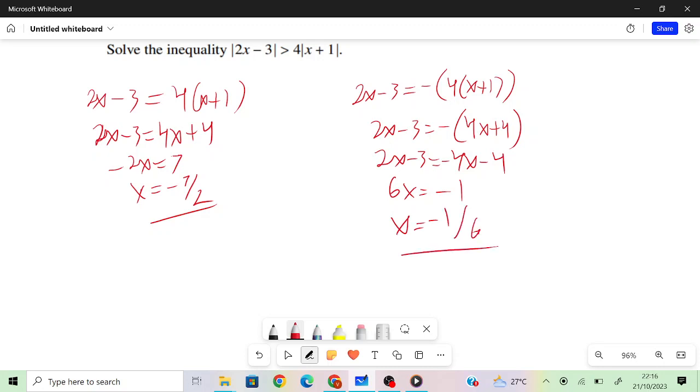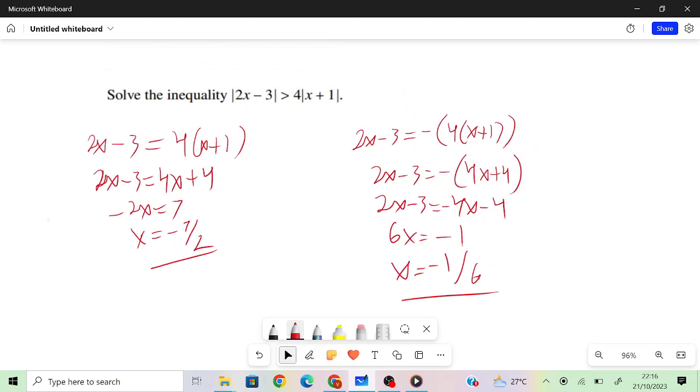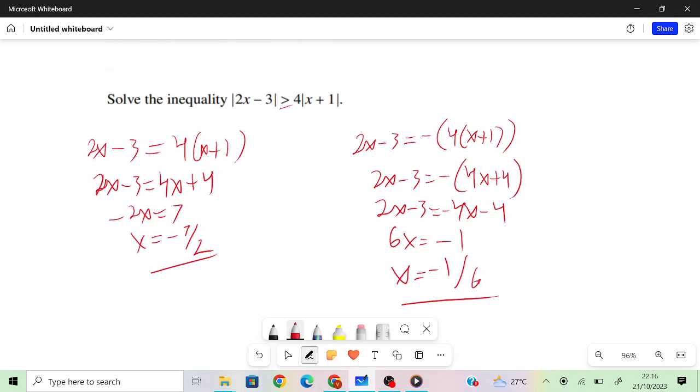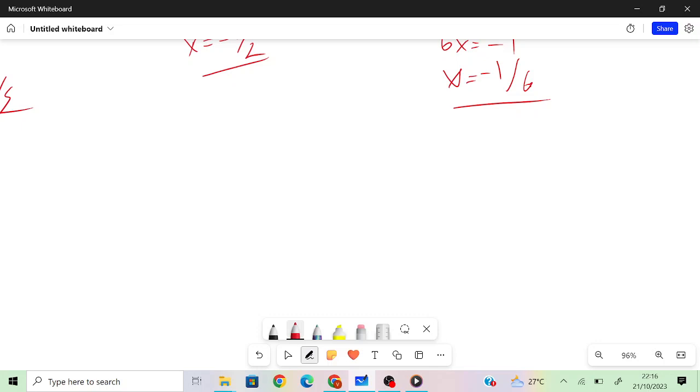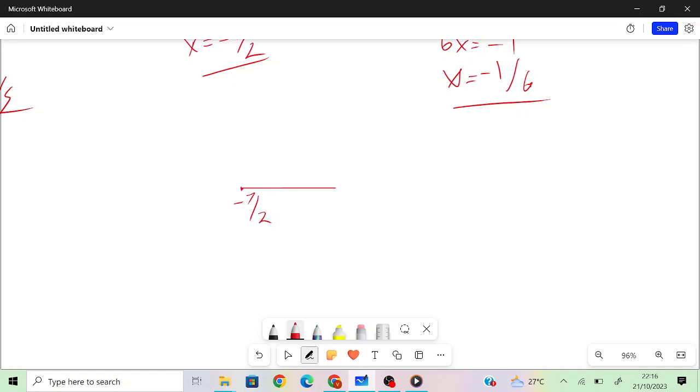Now these are my two critical values, and although the question says greater than, we cannot just assume it, so we're going to do our number line technique again. Minus 7 over 2, and then let's say we have minus 1 over 6 here. The number line continues up and down. So we take any value that's greater than minus 1 over 6, a value less than minus 7 over 2, and a value in between them.